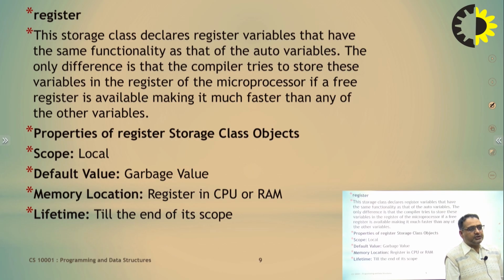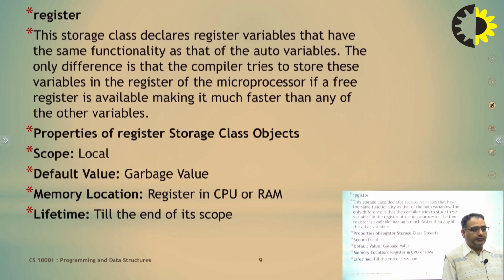This storage class declares register variables, and it is also a local variable, and the default value of this local variable, that is, a register variable, is garbage. This storage class declares register variables that have the same functionality as auto variables, meaning the same life. The life of the register variable is the same as the life of the auto variable.